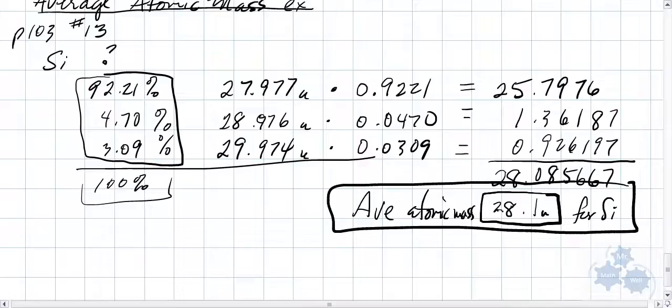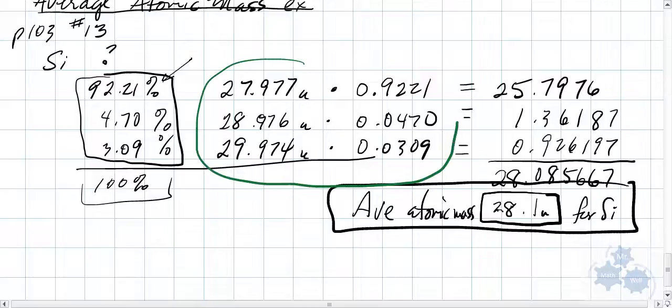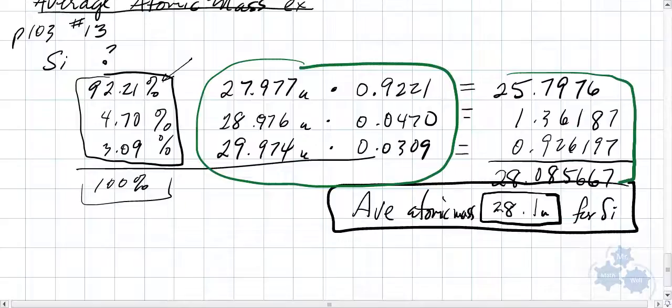For this final example, on page 103, number 13, it's asking for silicon. What's the average atomic mass? It gives you the relative abundances, the percentages of each isotope, and the masses for each isotope. You take those masses and multiply by the decimal form of the percent. And you get these values over here. You add them up to get your final answer. And I wrote this answer with proper sig figs simply because there are 3 sig figs here, so that's the least number of sig figs. So you can take a look at this example again, and that's your example for average atomic mass.